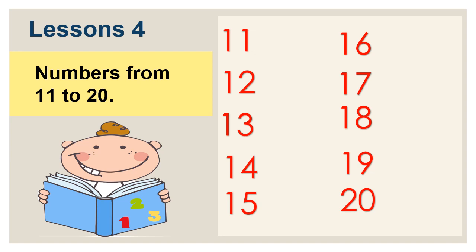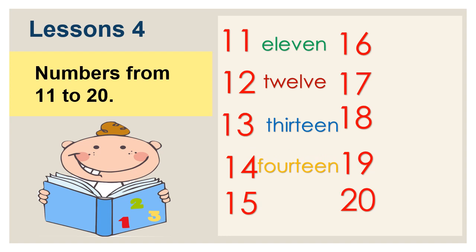Now, let's look at how to spell all these numbers. Are you ready? You can follow me. Let's spell 11. Alright. E-L-E-V-E-N, 11. Next. T-W-E-L-V-E, 12. T-H-I-R-T-E-E-N, 13. F-O-U-R-T-E-E-N, 14. F-I-F-T-E-E-N, 15. S-I-X-T-E-E-N, 16.